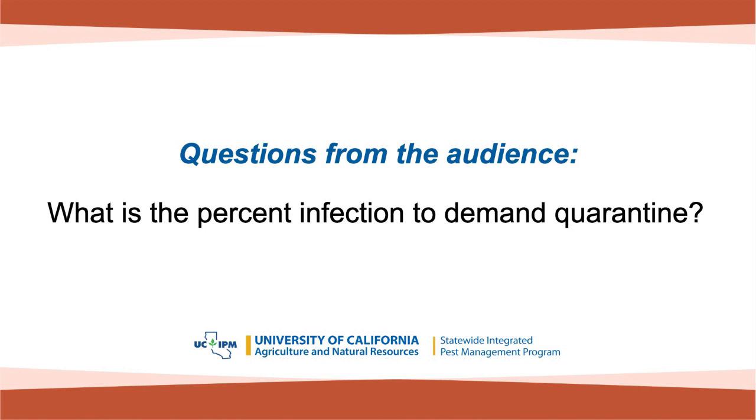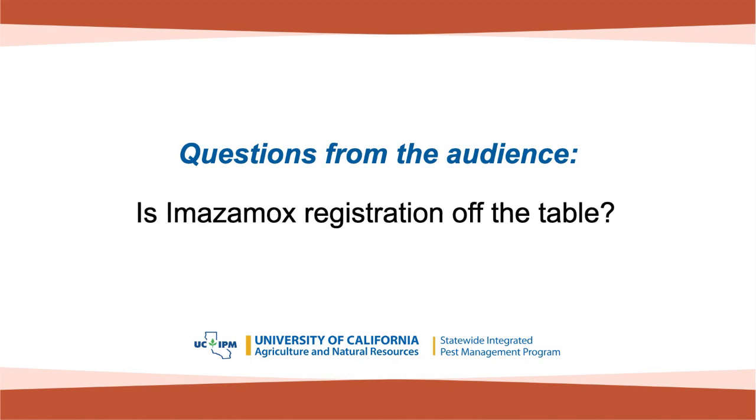Okay. And the next one, I don't know if I'm going to pronounce this correctly, is Amazamox registration off the table? I think so. Amazamox is registered in alfalfa and some other crops here. I think the crop injury is too great. The efficacy was underwhelming, and the crop injury sometimes was minor, sometimes was major. I don't think we're going to see that registered. I'm not sure I would support registration of Amazamox. It's too iffy from a crop safety standpoint.